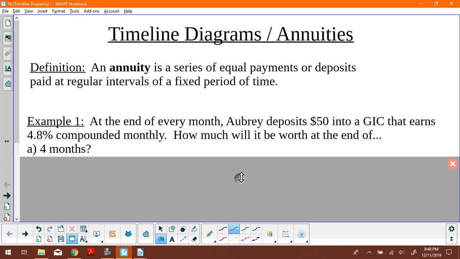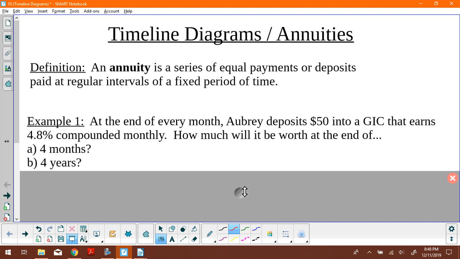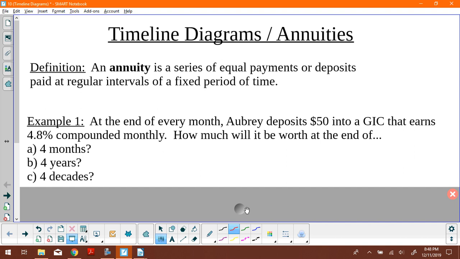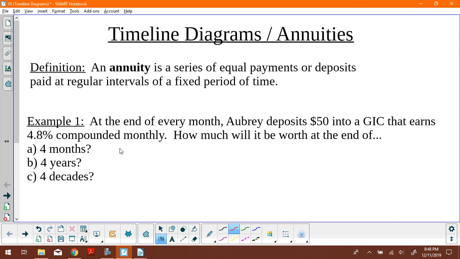So here's our example. At the end of every month, Aubrey deposits $50 into a GIC that earns 4.8% compounded monthly. How much will it be worth at the end of 4 months, 4 years, and 4 decades? Okay, so we're going to look at how that goes, and in the process, we're going to build up to a formula as we go here. We'll start with the 4 months.